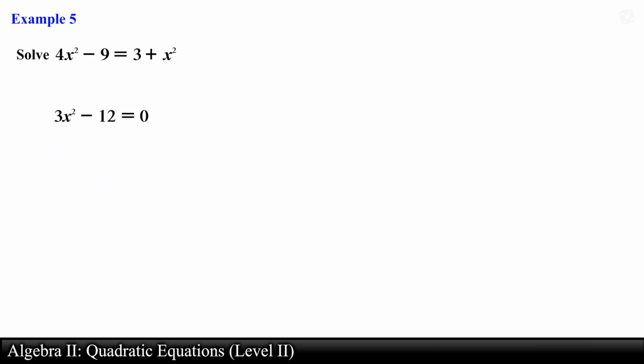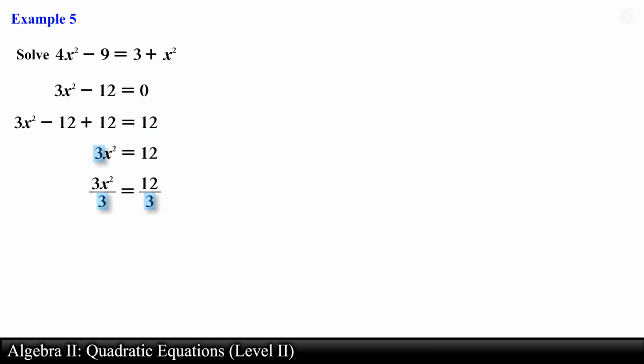Next, we go ahead and start solving for x. So we add 12 to both sides and obtain 3x squared equals 12. Then we divide both sides by 3 and obtain x squared equals 12 over 3, which simplifies to 4. Finally, we take the square root of both sides and obtain the value of x, which is equal to plus or minus the square root of 4, which simplifies to plus or minus 2. And this is our final answer.